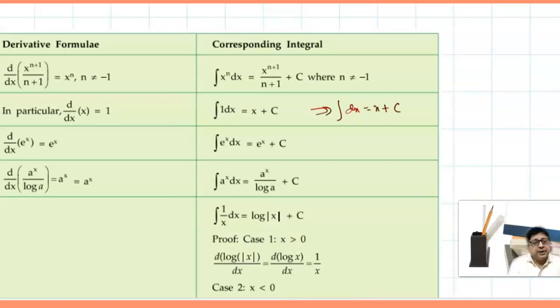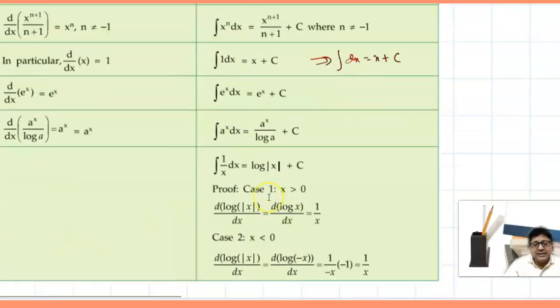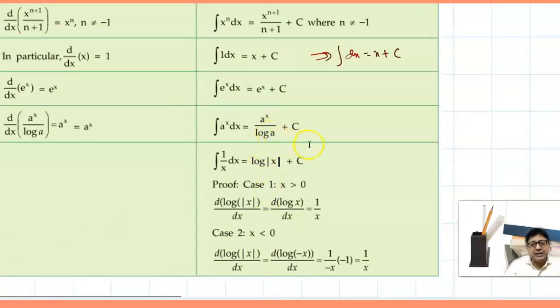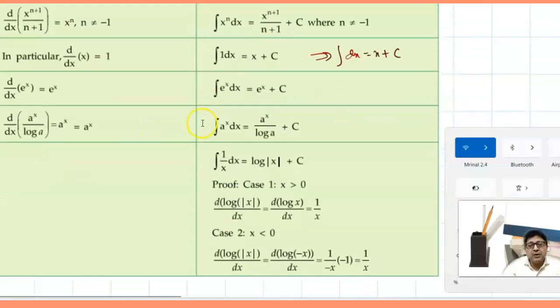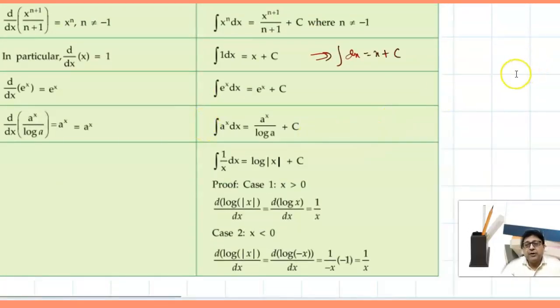Integration of e to the power x, because the derivative is e to the power x only, will be e to the power x plus c, and integration of a to the power x dx in the same manner will be a to the power x by log a. This formula holds when we are not taking n equal to -1. What will happen for n equal to -1? For n equal to -1, we will remember the derivative of log x.